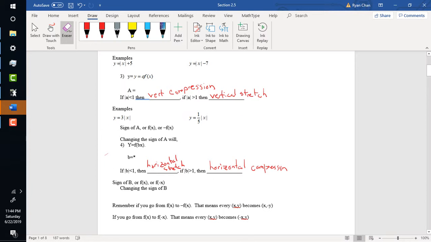So if I change the sign to negative f of x, this will be flipped across the x-axis. So the idea is it's going to be upside down. If I change inside, it's going to be flipped across the y-axis.